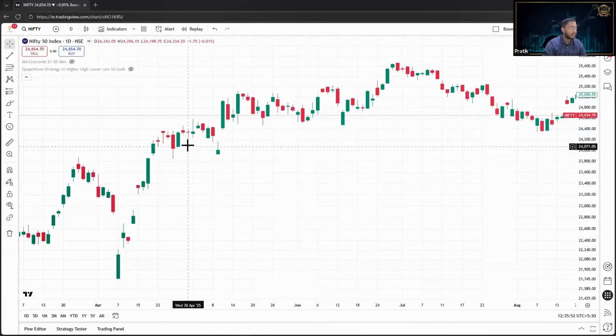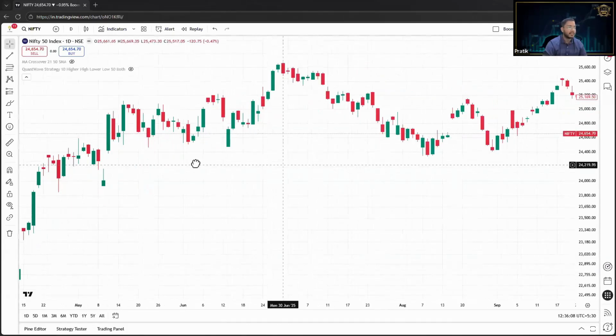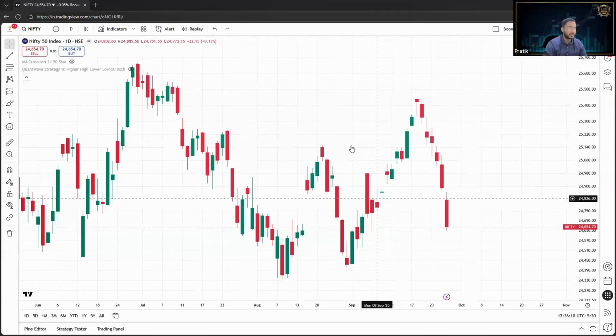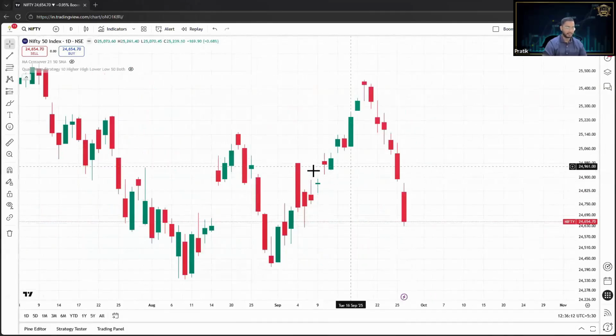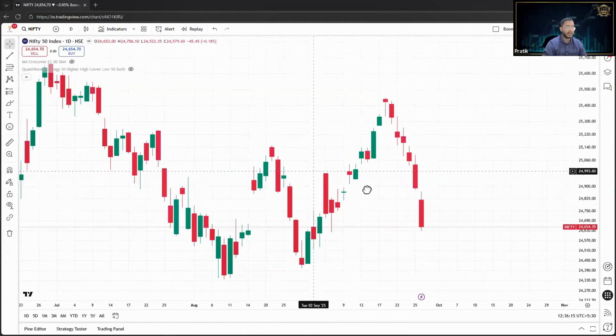What candlestick pattern is this one? 30th April. What kind of doji is it? Yeah, long-legged doji. Buyer is stronger. Dragonfly doji. Yes, dragonfly doji. Perfect. And others are just normal dojis, right? These are all normal dojis.